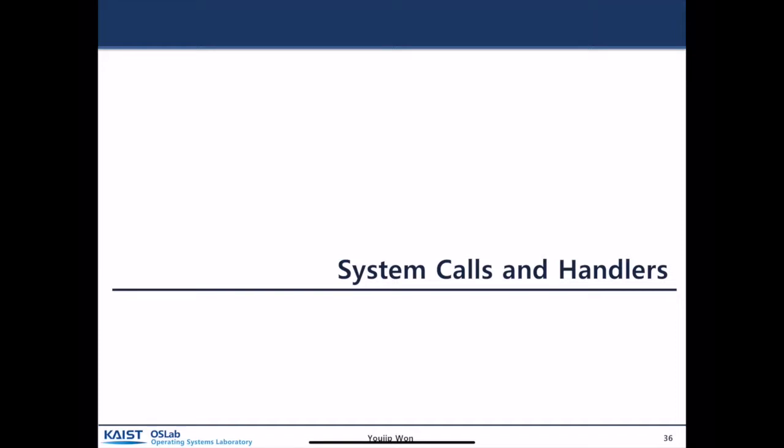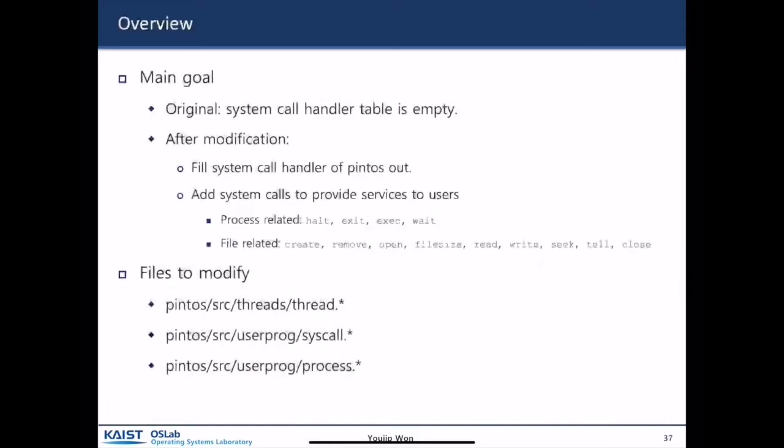The next topic is how to implement system calls. In current Pintos, the system call handler table is empty. After modification, you have to fill the system call handler of Pintos, and then implement system calls so that the users can use them. The system calls that need to be implemented include halt and all these functions. We're going to get into details with these functions later.